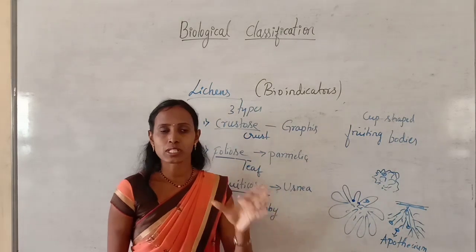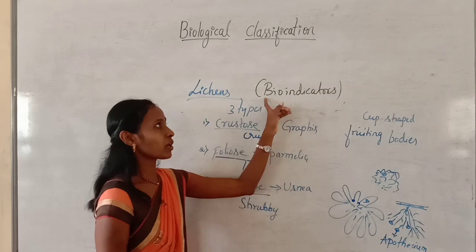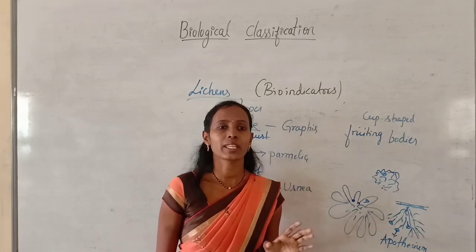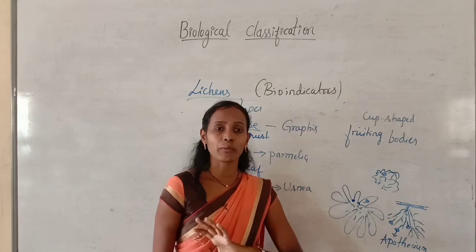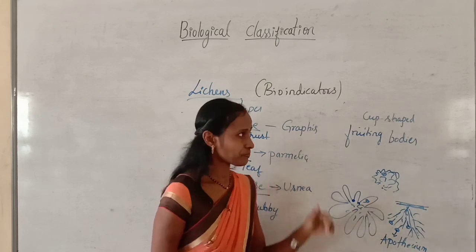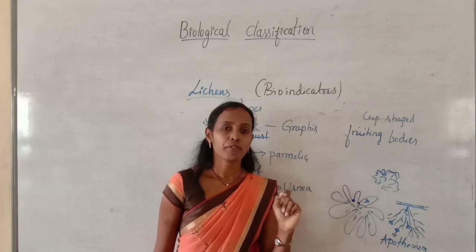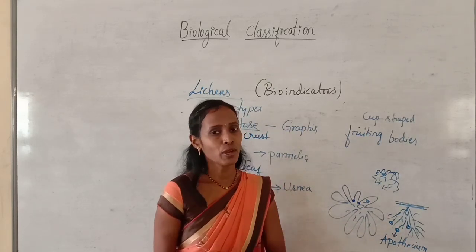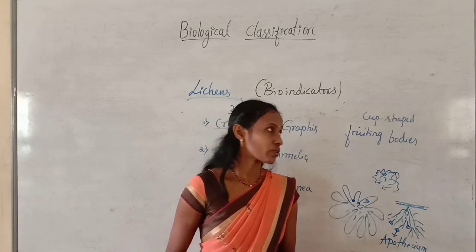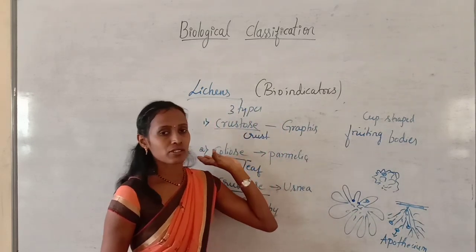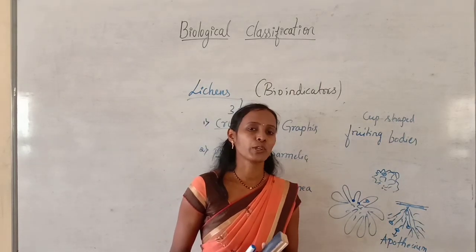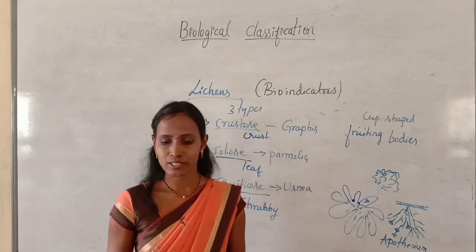The economic importance of lichens is very important. They are called bioindicators because they grow only in pollution-free environments, and they will not grow in polluted areas. They are used as food, fodder, and also in medicine, perfumes, and flavoring agents. So this completes viroids and lichens. Now we will discuss a few objective questions related to today's class.